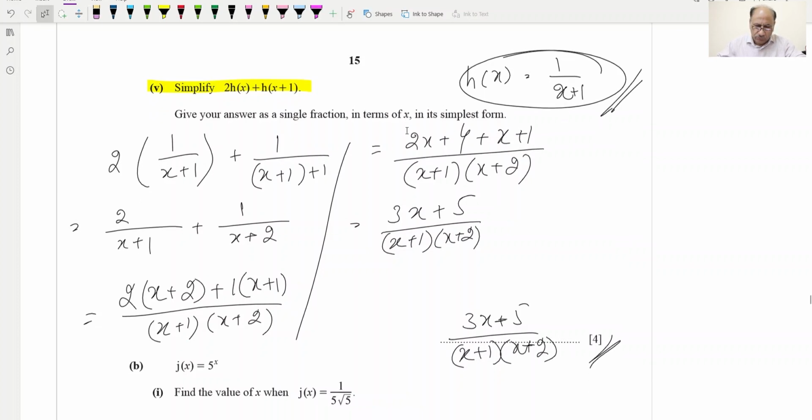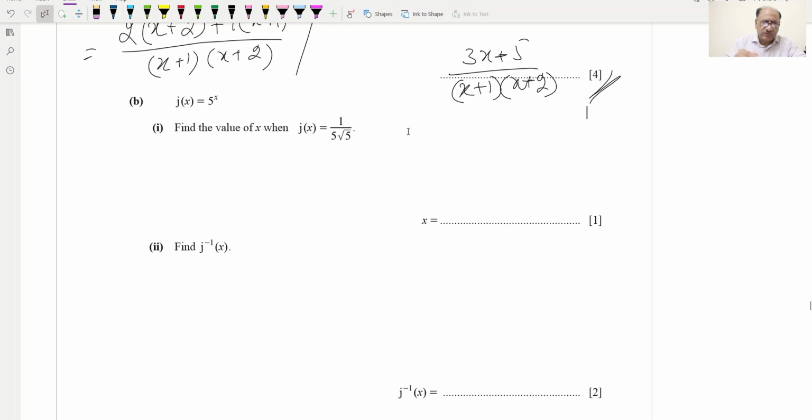Hopefully you understood this. Now g of x is equal to 5 raised to power x. Find the value of x when g of x is equal to 1 over 5 root 5. So now we can combine these two equations. So it will be 5 raised to power x is equal to 1 over 5 under root 5.